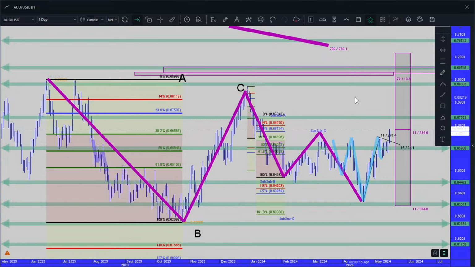So the question is, is this blue crown a false crown? Or is this blue crown a crown that makes sense as a crown, as a reversal pattern?